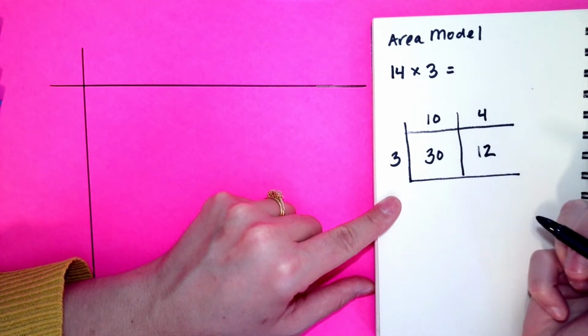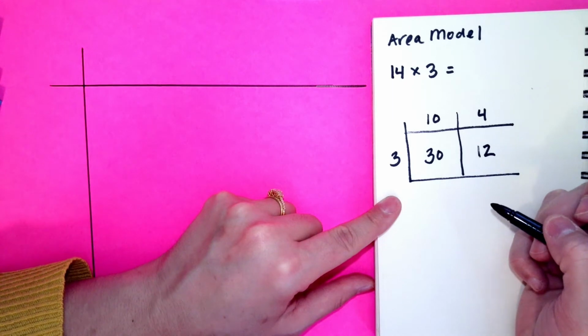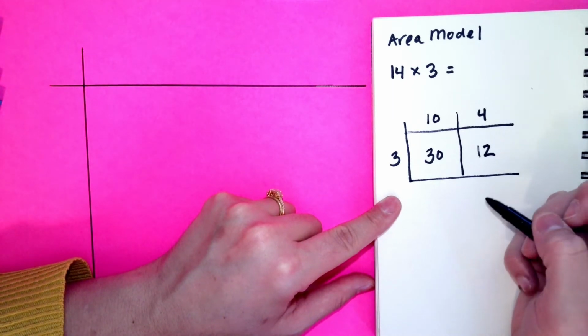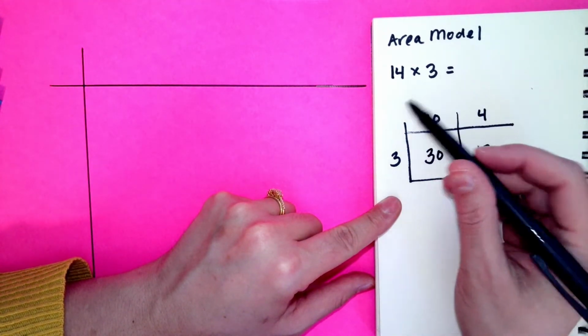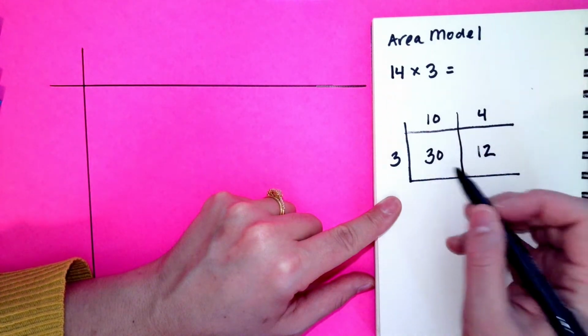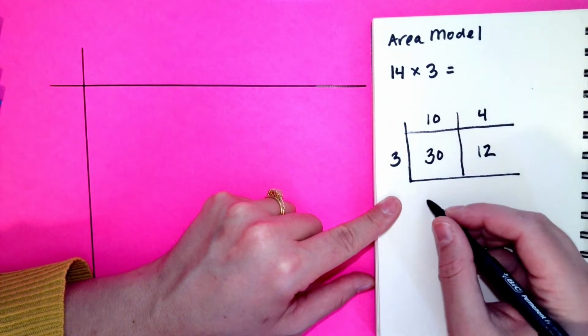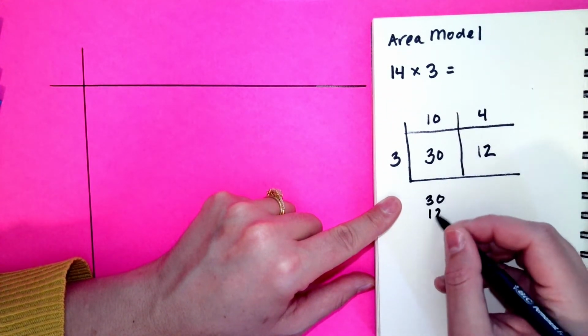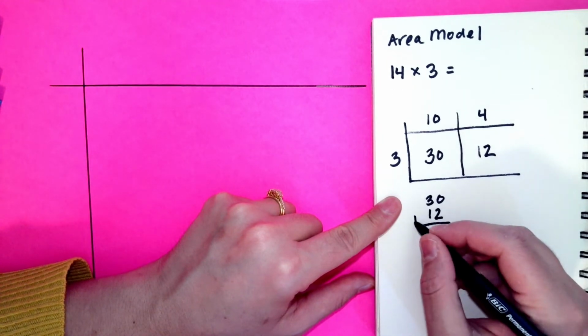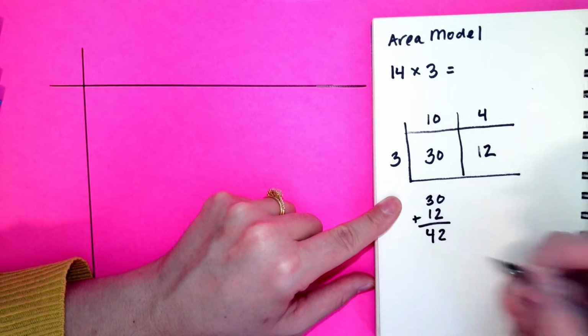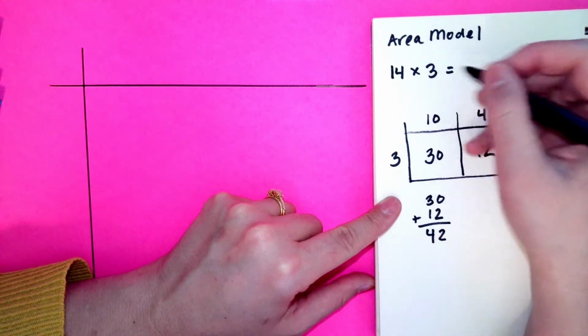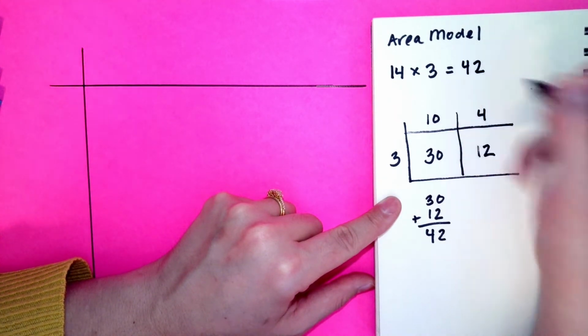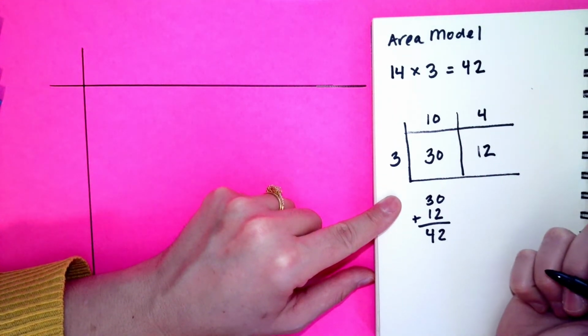Now 30 and 12 are our partial products, and to get our total product, or the value of 14 times 3, we've got to add these together. So 30 plus 12 is 42, and 14 times 3 is 42.